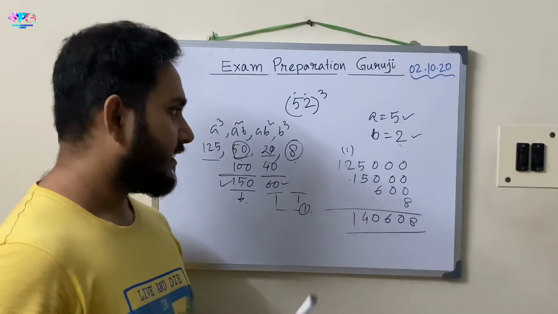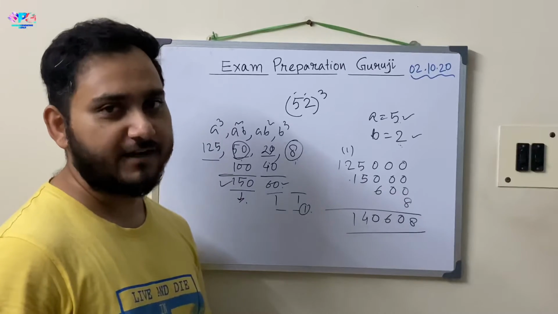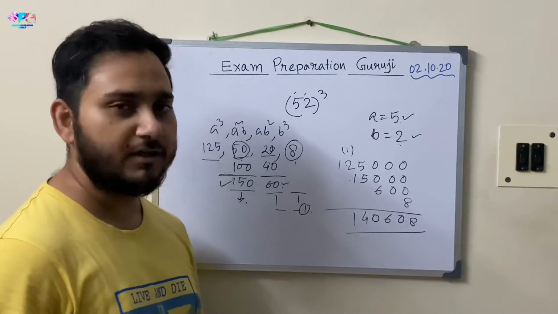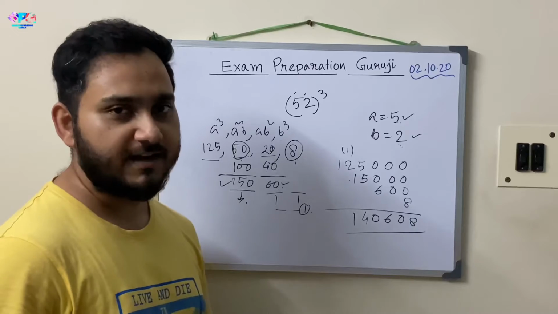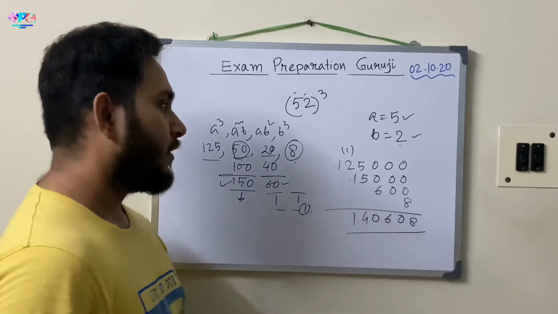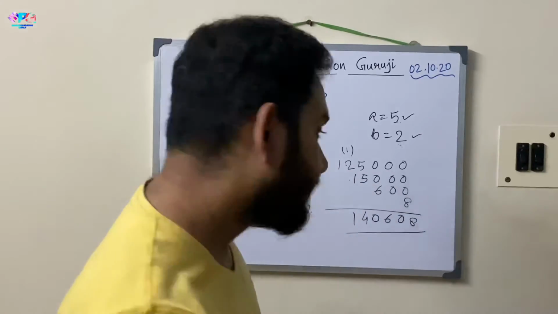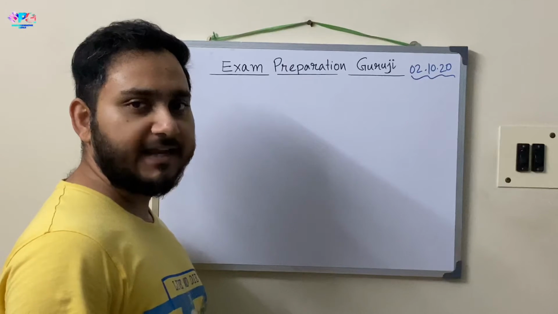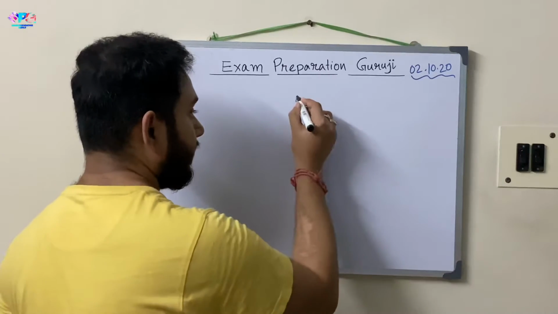Okay, very easy process and very effective. You can find the cube of any number within 10-15 seconds. Okay, fine. Let's take another example. This time I'm taking the example of 65.